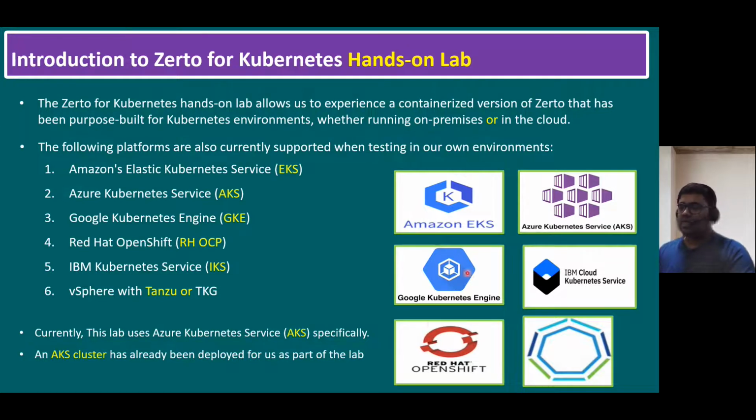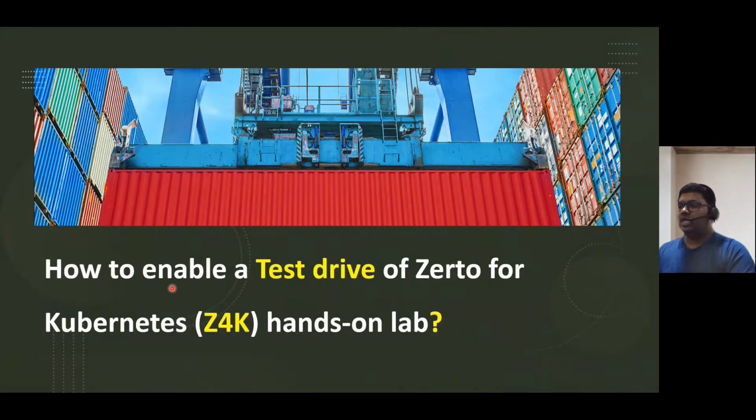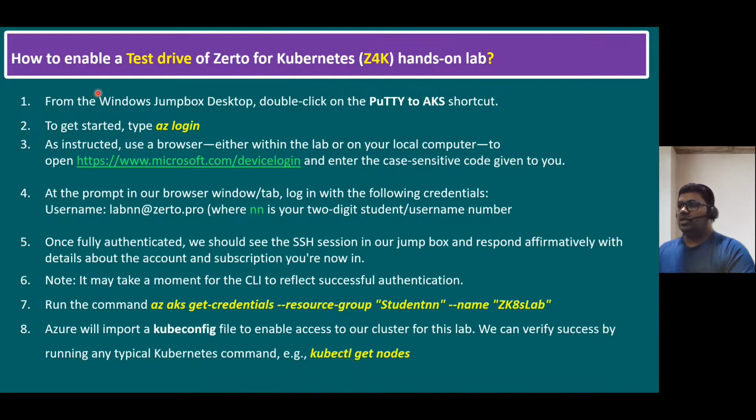Now, how to enable a test drive of the Zerto for Kubernetes hands-on lab. To enable the hands-on lab, there are a few steps. I will show you those steps first, and then we'll log into the hands-on lab and enable it. From the Windows jump box desktop, we have already downloaded the tool PuTTY. You can double click on PuTTY to connect to AKS, Azure Kubernetes Service.